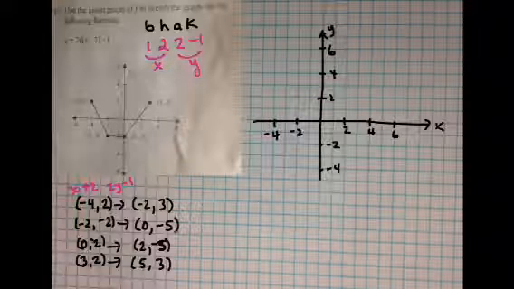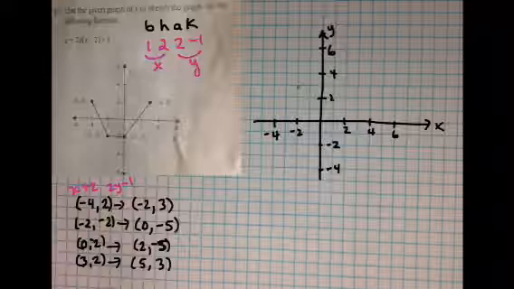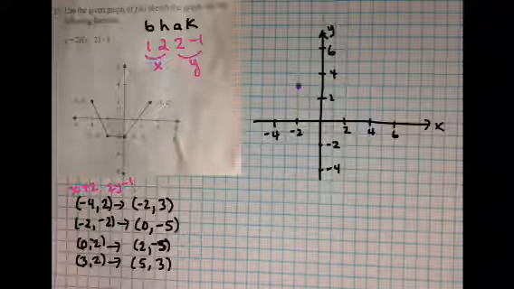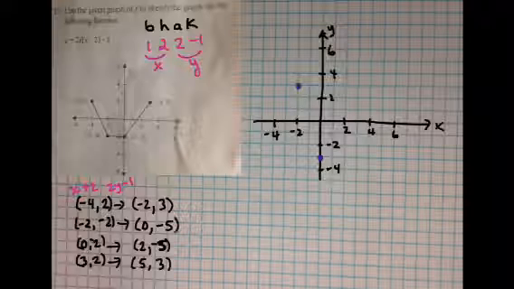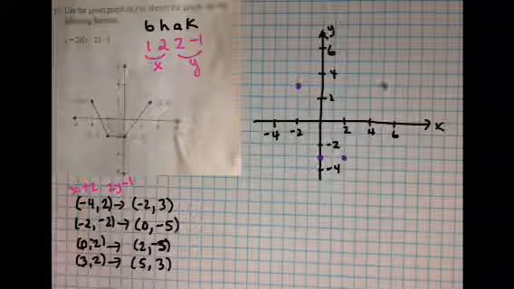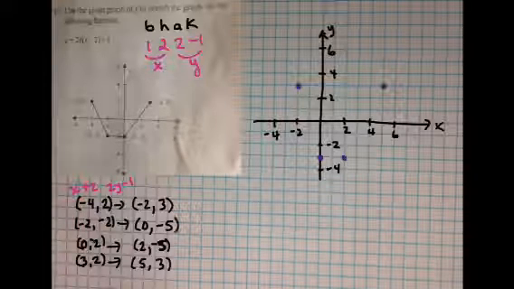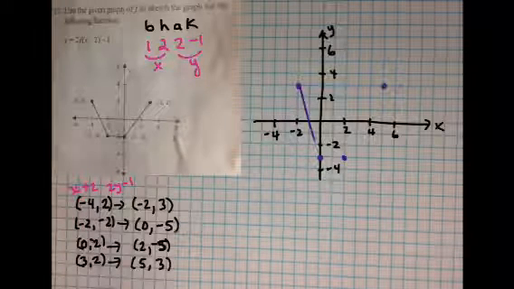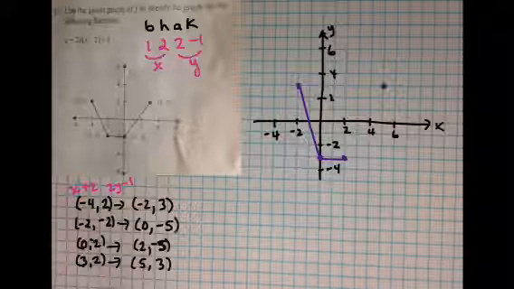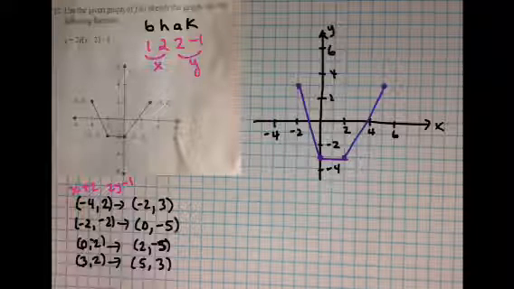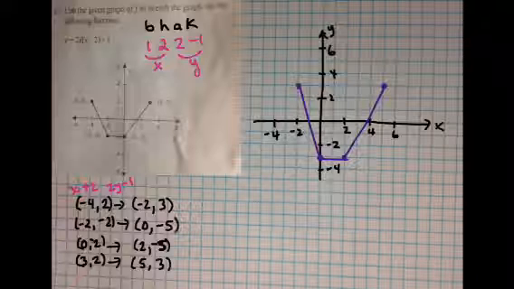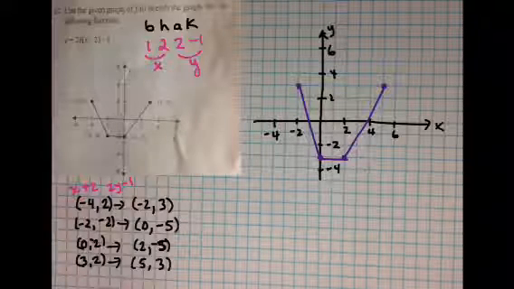So we're going to plot these points. Negative 2, 3. 0, negative 5. 2, negative 5. And 5, 3. Then connect them in the same way that they are in the original. And you can see the points got moved to the right 2 and down 1. There's an obvious vertical translation.